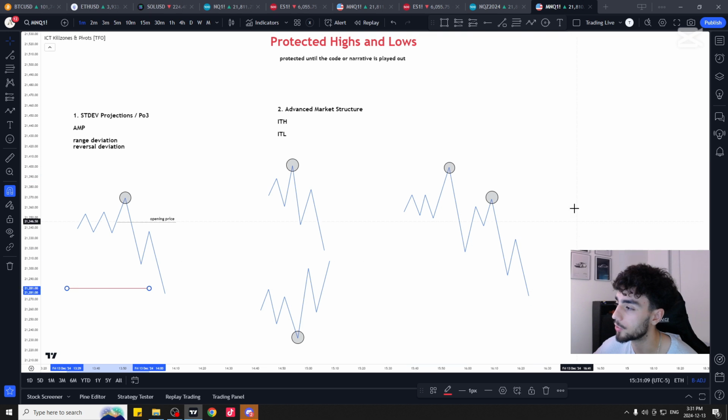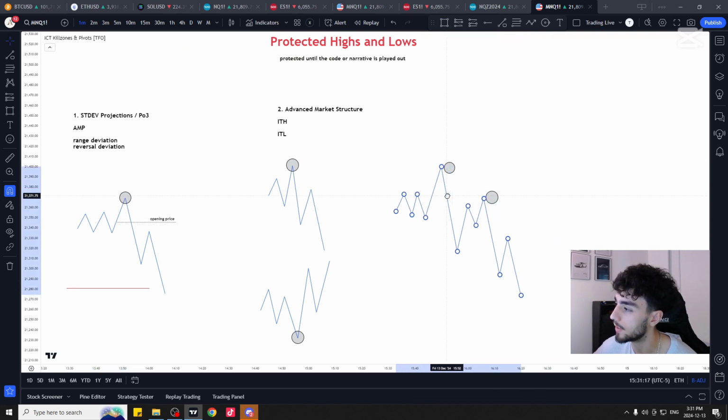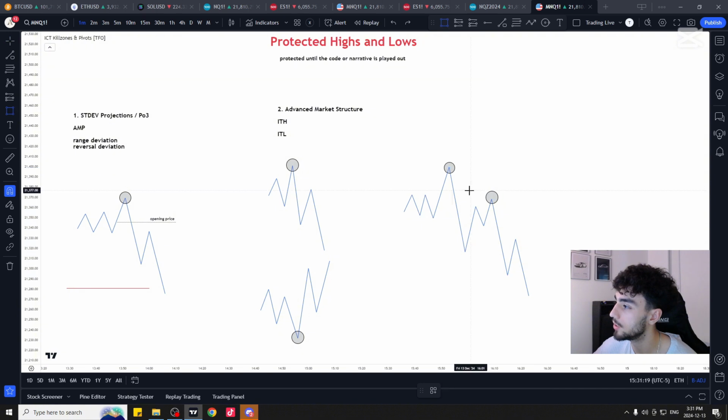In the sense of Po3, it'll most of the time form like this, where we have a soup and then break lower and put in short-term highs lower. Usually this is a fair value gap. Usually this is a fair value gap right here, okay? Let's give another example of advanced market structure in Po3.